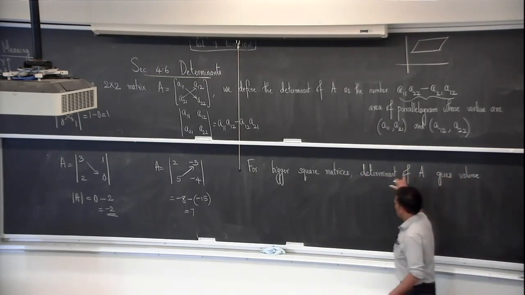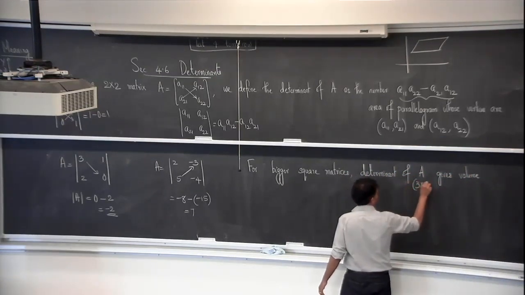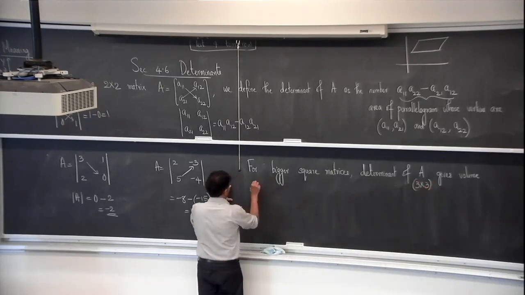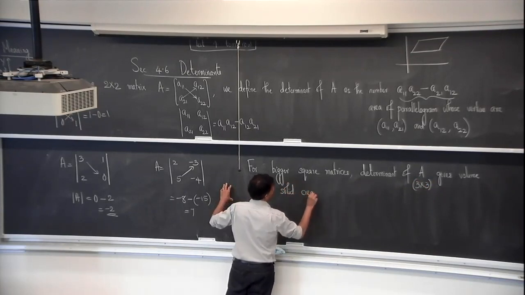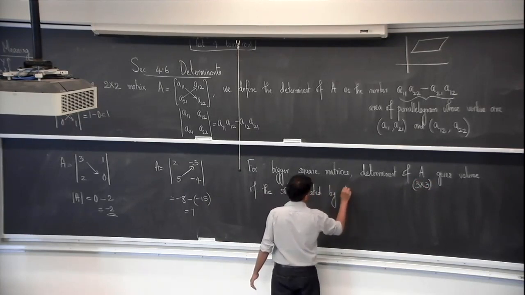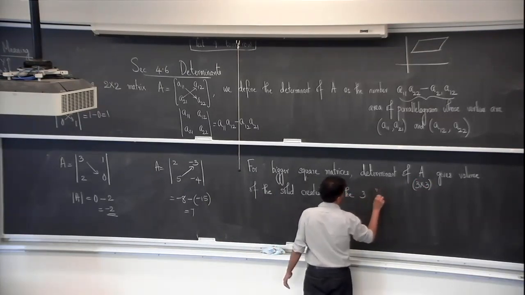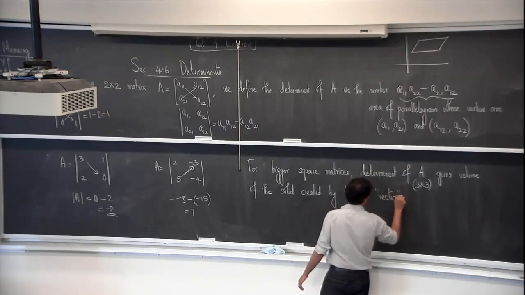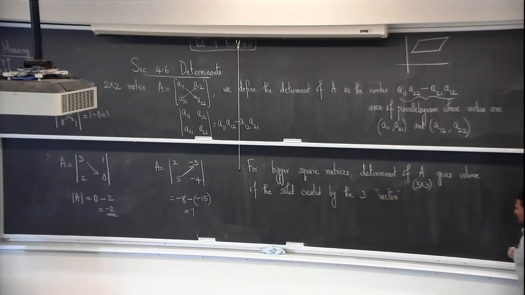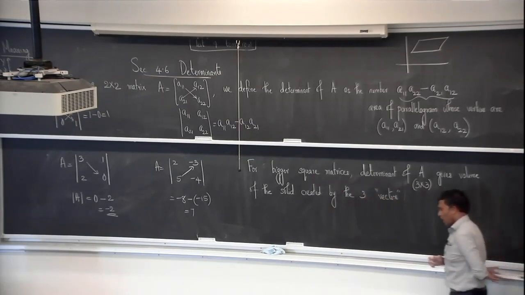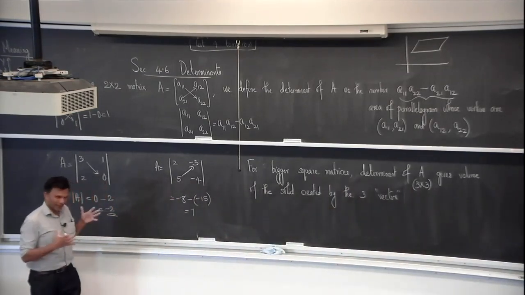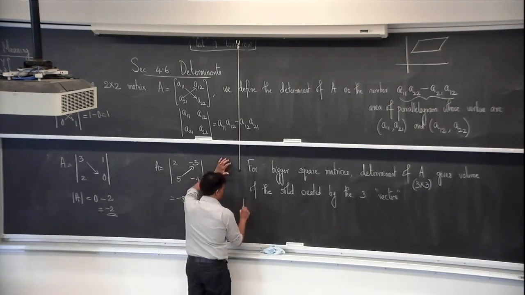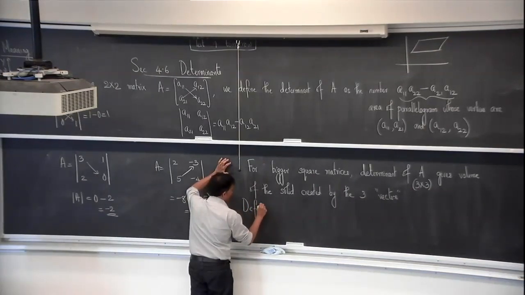So the determinant of A for a 3 by 3 gives the volume, okay, of the solid created by the 3 vectors. That is the geometric meaning. Okay. How do you compute a 3 by 3? So for that one, you have to get used to a certain process, which is a little bit of an annoying thing to do. Okay. So a couple of definitions to get used to here.